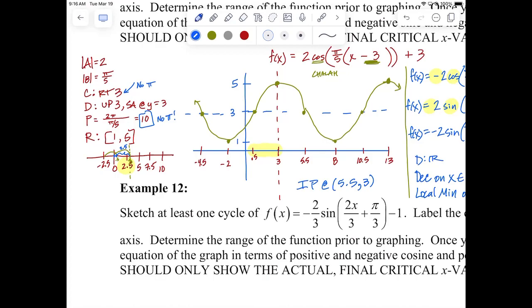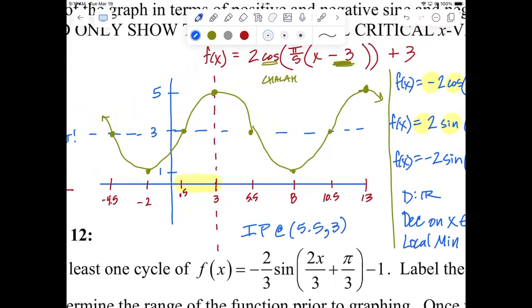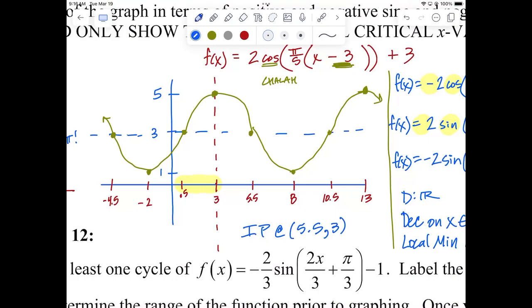Do x-intercepts on the original? Oh, yeah, absolutely. You'll see that when we get into the next section, when we start looking at applications of sinusoids, x-intercepts are very important. Does this graph have any x-intercepts? No. But x-intercepts are always, always important.